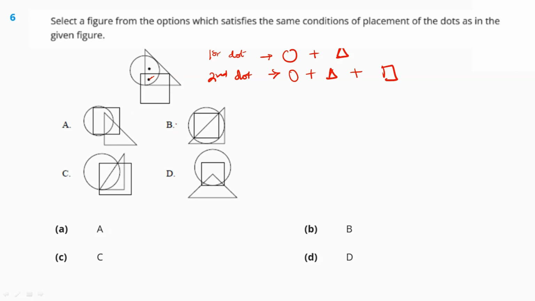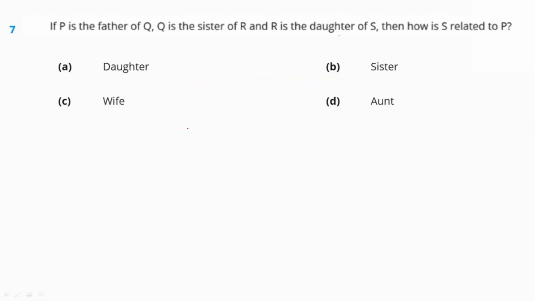So if you look into option number B, and if you place the dot here and one over here, and another one here, then we will find out that we have the same pattern of circle, triangle, and square. One dot will be in the circle, another dot in the triangle, and the third dot in the square. So option number B is our correct answer. Okay, next we'll go to the next question.